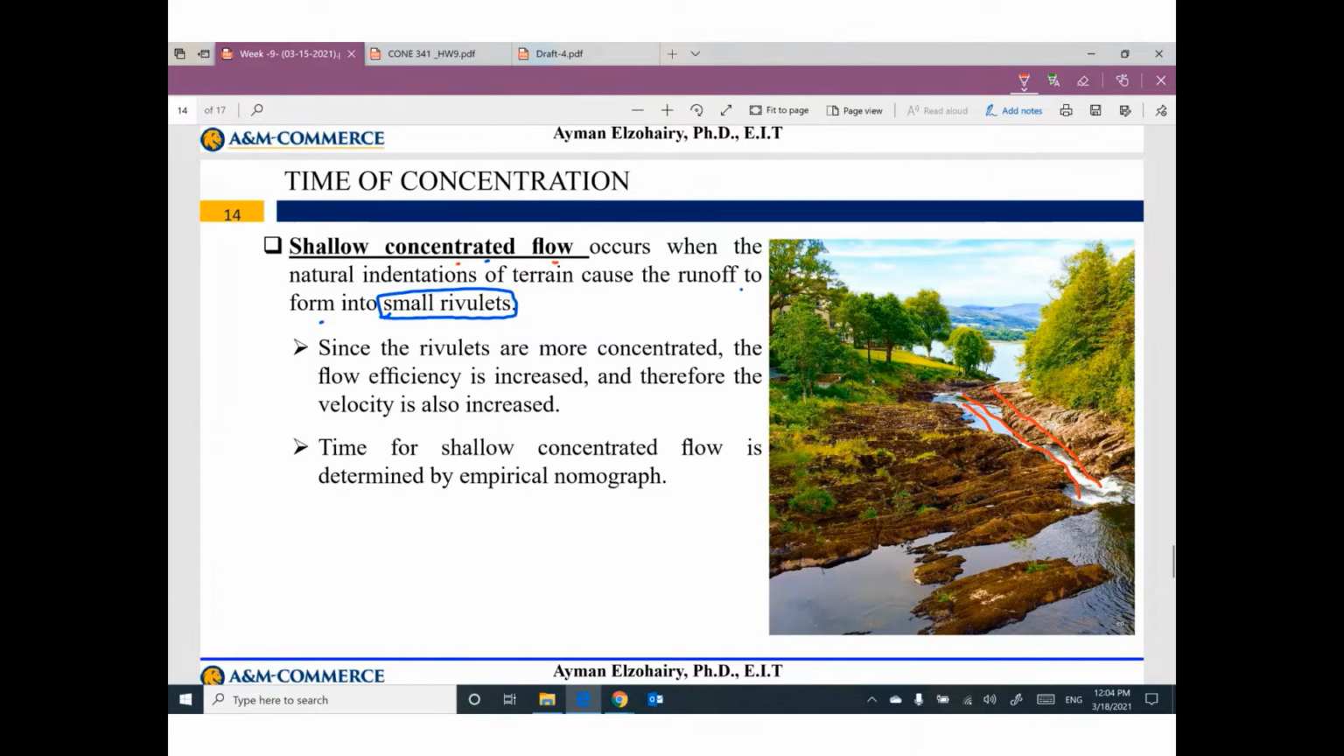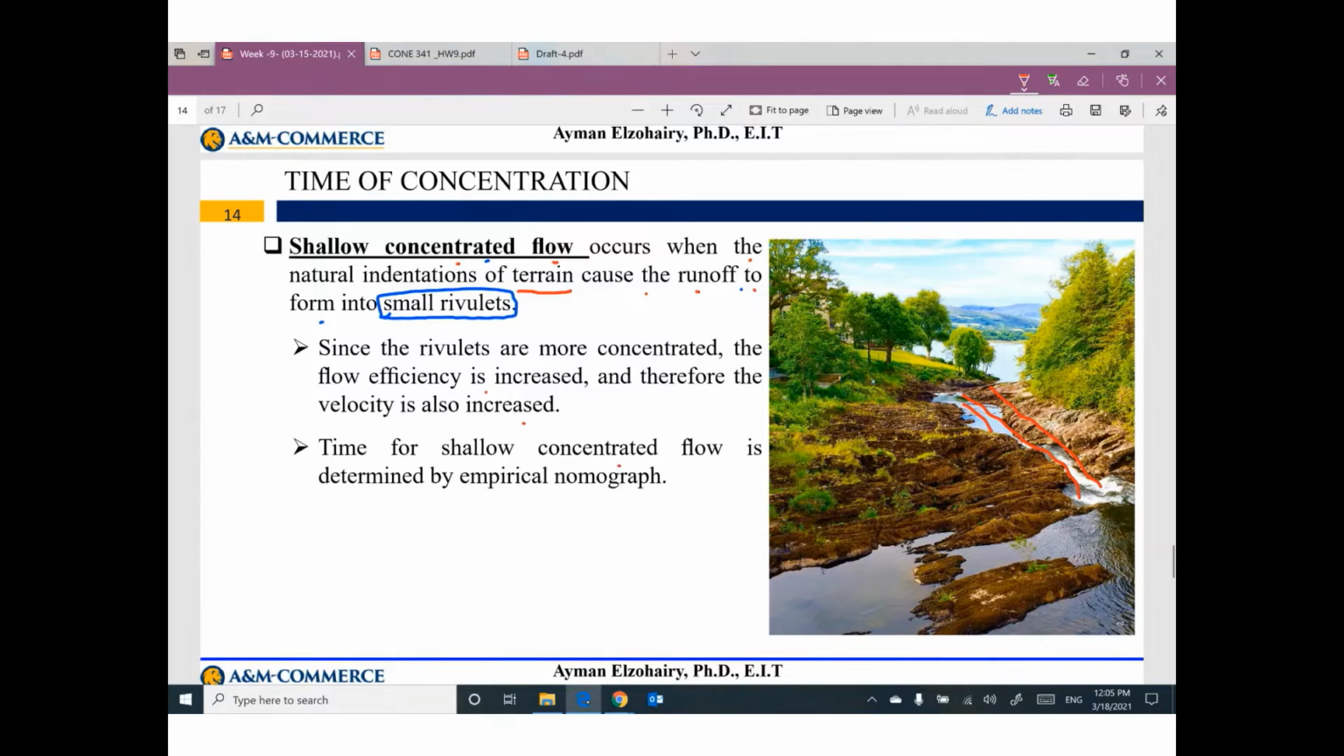Okay, so right now, after the overland flow, we have small rivulets, which is called shallow concentrated flow. Shallow concentrated flow occurs when the natural indentations of terrain cause the runoff to form into small rivulets. So before all of these studies, we have to figure out the shape of the terrain, the shape of the ground surface, which is surveying. We need to do surveying to figure out the elevation of each point on the street or area or city. Since the rivulets are more concentrated, the flow efficiency is increased. We can expect faster flow, and therefore the velocity is also increased. When the rainfall is more concentrated, we can expect more velocity.